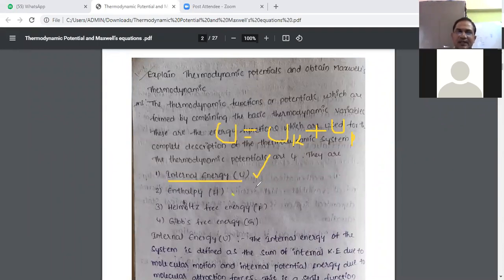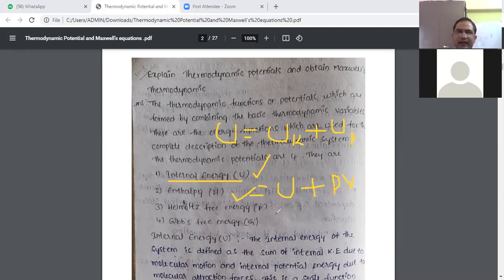The second concept is enthalpy. What is enthalpy? Enthalpy is defined as the sum of internal energy and the product of pressure and volume. H is equal to U plus PV. Pressure into volume is also an energy function. U, which we already discussed, is the internal energy, so internal energy plus PV. PV also represents an energy function. Hence, H is an energy function, defined as the sum of internal energy and the product of pressure and volume.